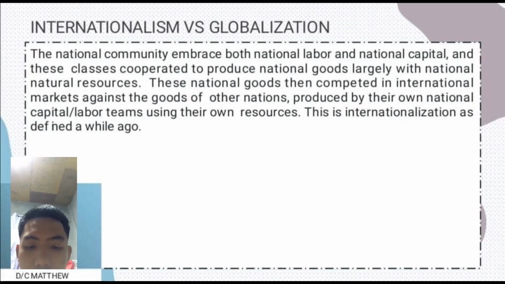The national community embraces both national labor and national capital, and these classes cooperated to produce national goods largely with natural resources. These national goods then competed in international markets against the goods of other nations, produced by their own national capital or labor teams using their own resources. This is internationalization as defined a while ago.